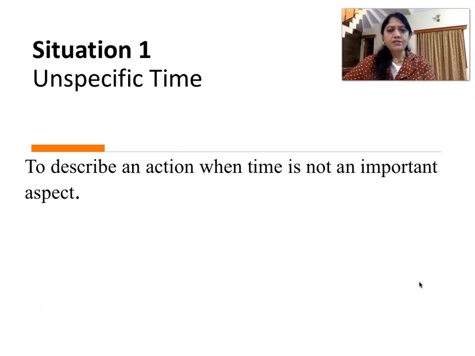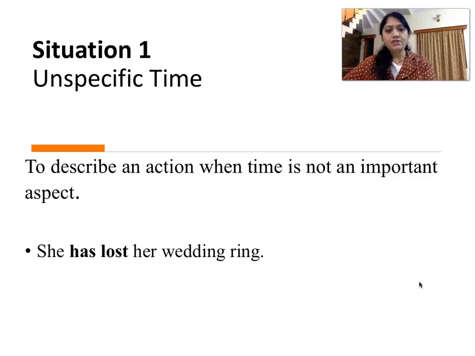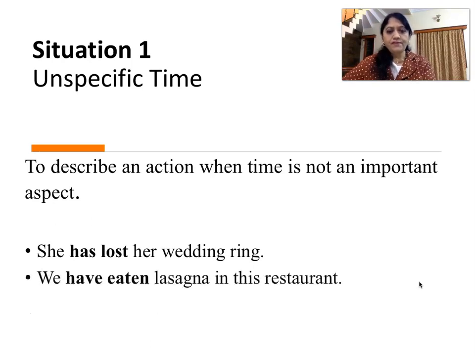Unspecific time. Now let us discuss different situations in which you can make use of present perfect tense. The first situation is unspecific time, to describe an action when time is not an important aspect. Let's look at the examples. She has lost her wedding ring. I don't know when. We have eaten lasagna in this restaurant. Sometime, I'm not sure when.